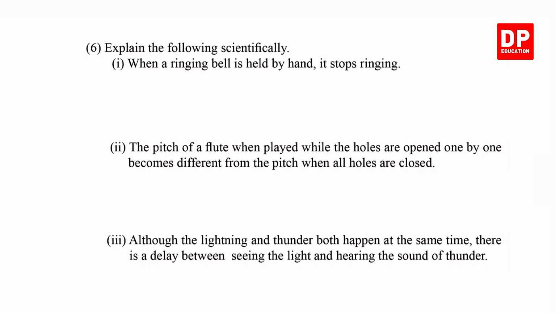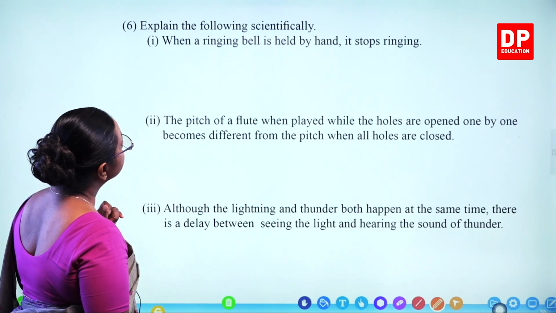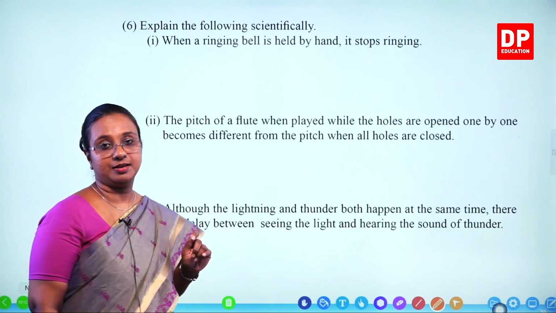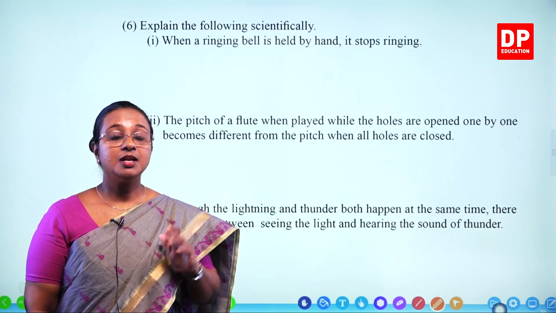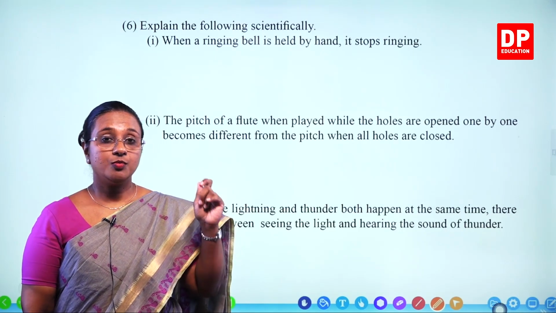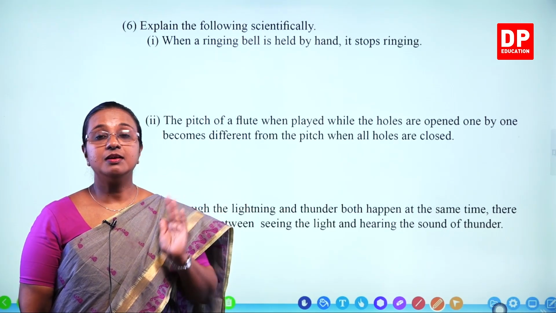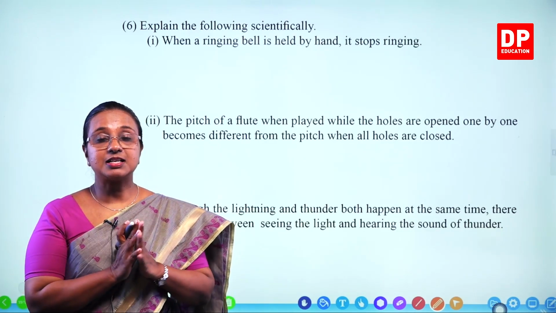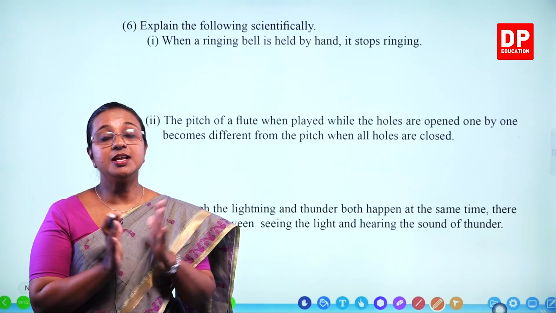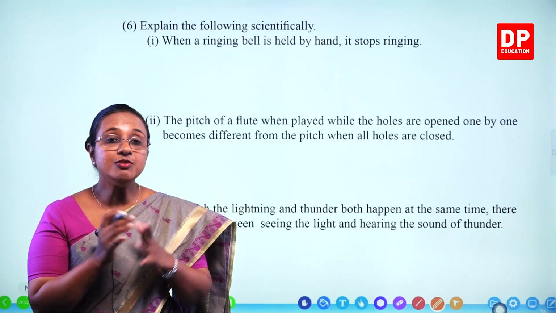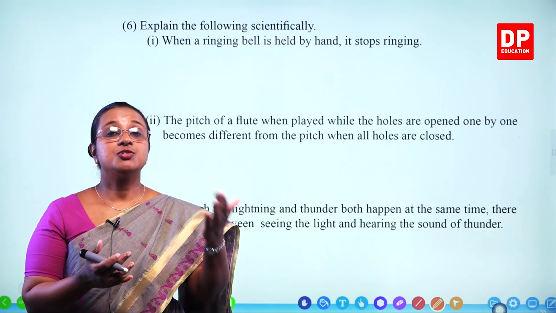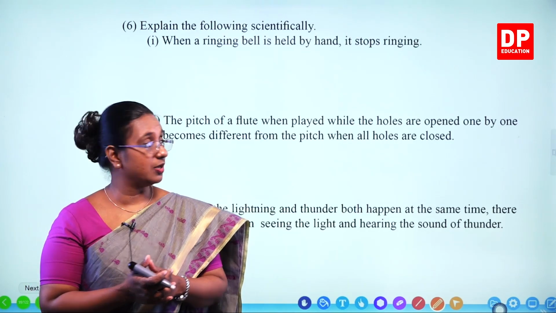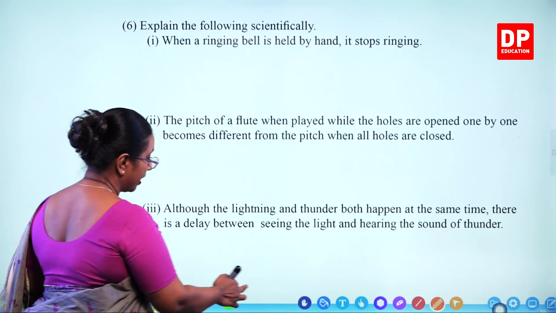Explain the following scientifically. The first one. When a ringing bell is held by hand, it stops ringing. How does the bell produce sound? Due to the vibration. When a structure hits on the metal rod or the metal structure, due to that vibration, sound is generated. And when you hold the bell, what happens? The vibration stops. So, then there will be no sound produced. That is what you have to write here.